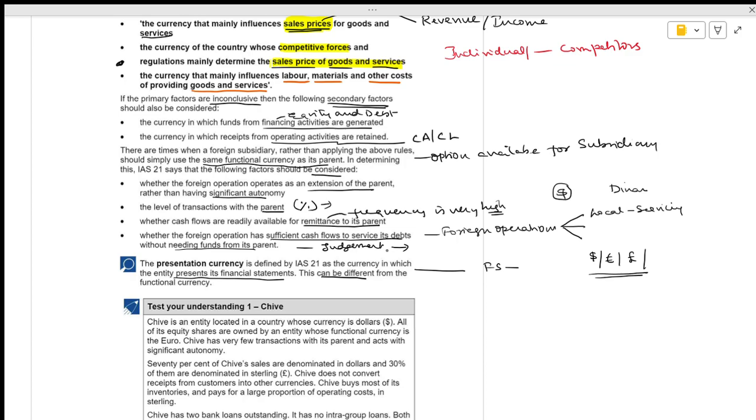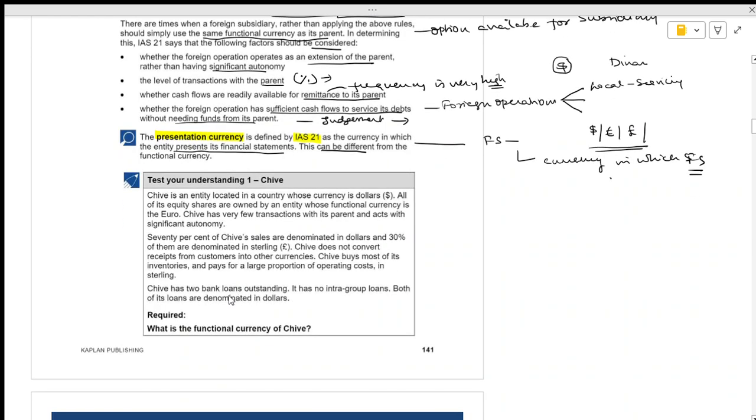But ultimately, when you are talking in terms of consolidation of financial statements, the currency in which financial statements are prepared is otherwise called a presentation currency. Is that as per IAS 21? Fine, these are the basic things that have to be very clear whenever you work out the things.